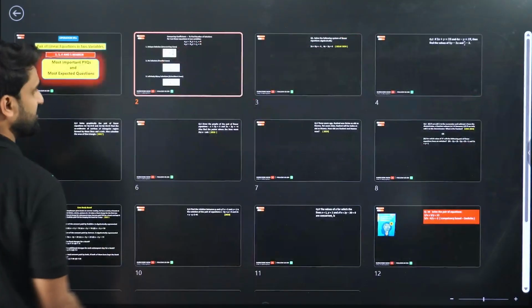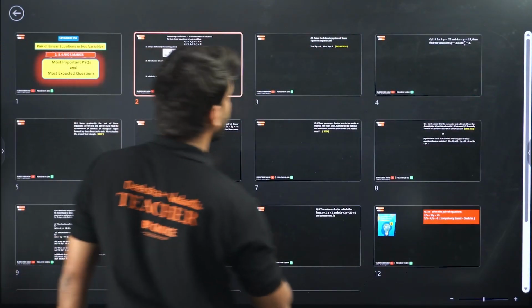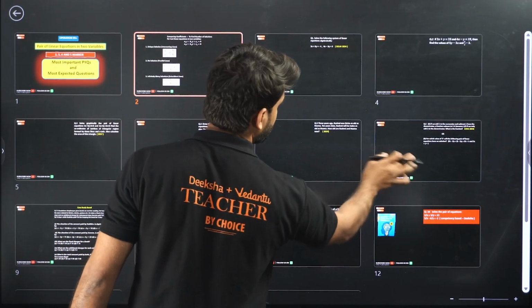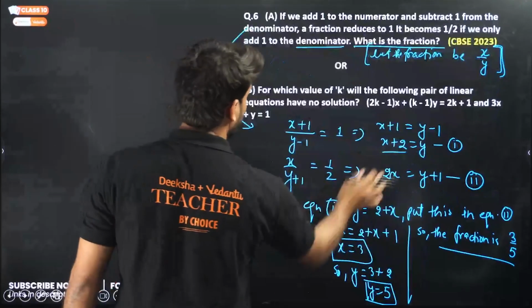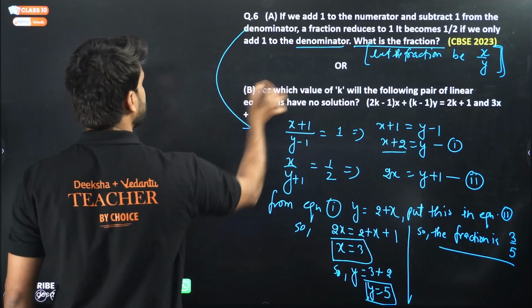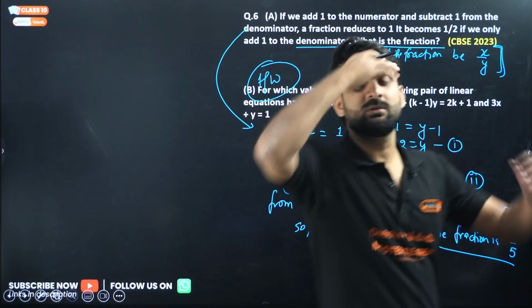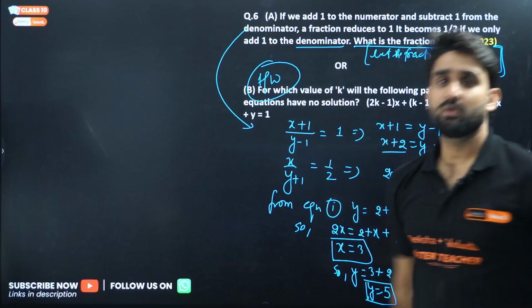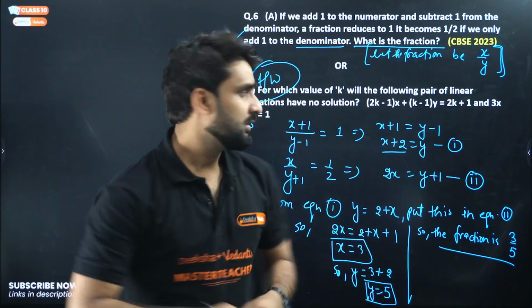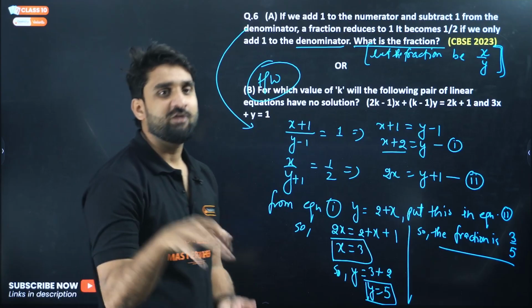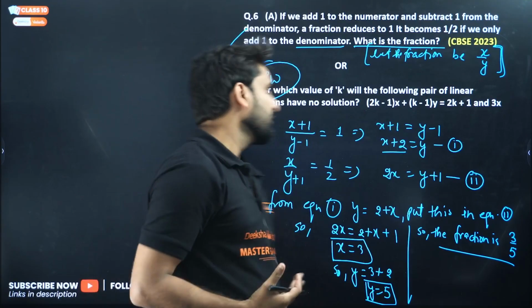I am giving this question in your homework. Please solve the question. Okay, so let's move to the next question. I hope this is clear to everyone. This question is homework for everyone. I will be waiting for your answers in the comment section. Please solve the question and check your level, how beautifully or how badly, what kind of difficulty you might still be facing in pair of linear equations.